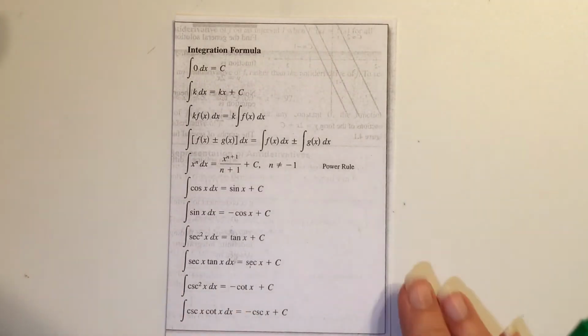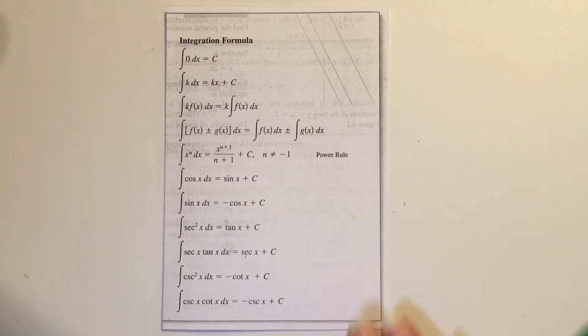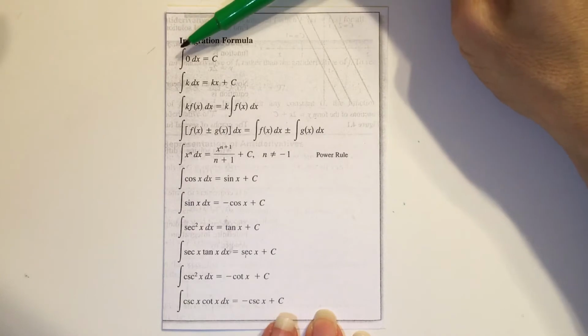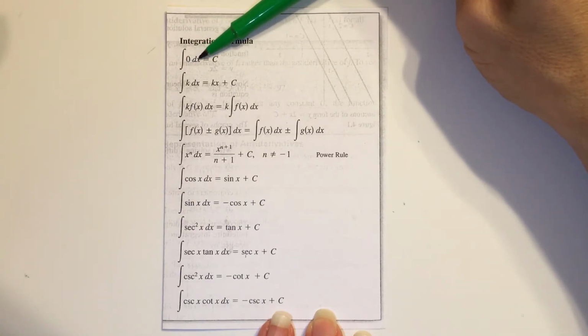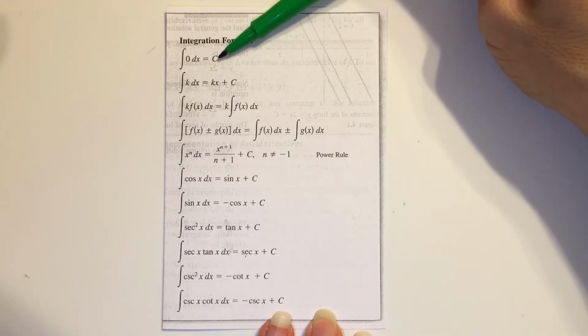Okay, now there's a list of rules, just like you had a list of rules with finding derivatives. So you need to write these down. Okay, so you'll just need to pause the video and just write these down, but I'm going to talk about them just a little bit. So if you are asked to integrate 0 with respect to x, then that's going to be just a constant, okay?